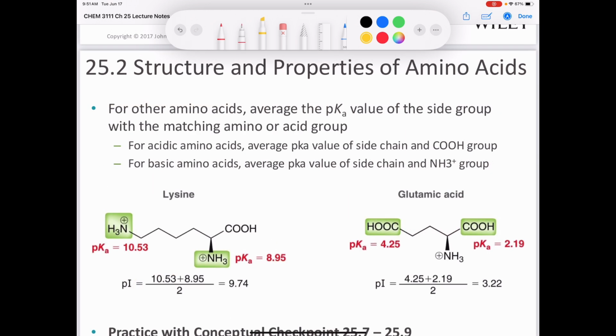However, if we have amino acids that have acidic or basic side chains, the isoelectric point is just the average of the two pKa values that correspond to the similar groups. For example, if we look at lysine, which has a basic side group, we take the average of the two pKa's of the two basic groups. So 8.95 and 10.53, we take the average of those. And so the isoelectric point would be 9.74. Whereas if you have an acidic side chain like you do in glutamic acid shown here, you take the average of the two acidic group pKa's, and that would give you the isoelectric point.